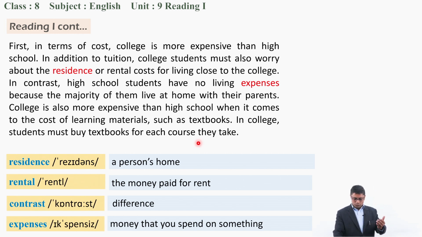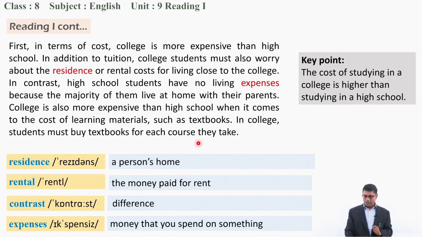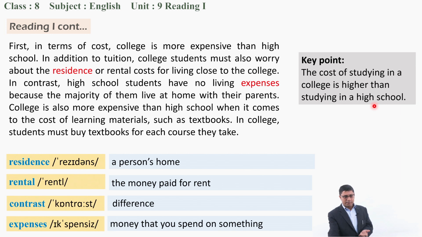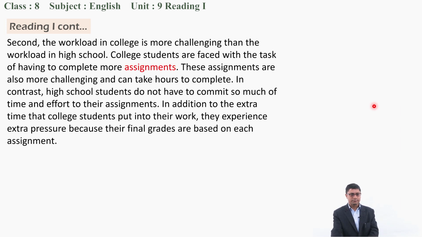Now, dear students, can you find the gist, the main idea of this text? Think about it. Okay. Right. Please look at the screen. So this text says the cost of studying in a college is higher than studying in a high school. And what are the reasons? We have already discussed. One is the cost of residence or rental cost. Another is they need to buy the learning materials. Now let's move on to the next.